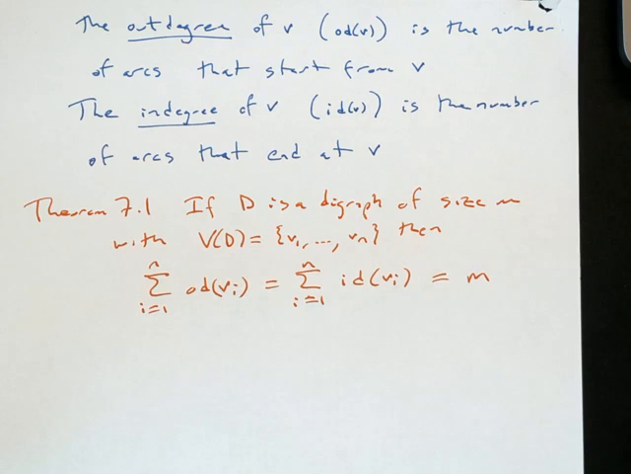This is the directed version of the handshake theorem. We counted each edge twice. Nope. Now we only count them out once and in once.